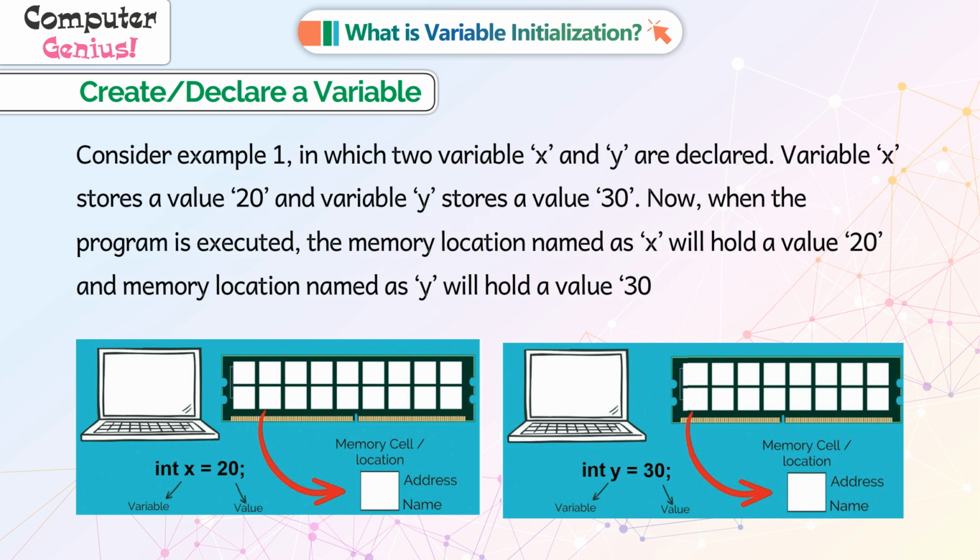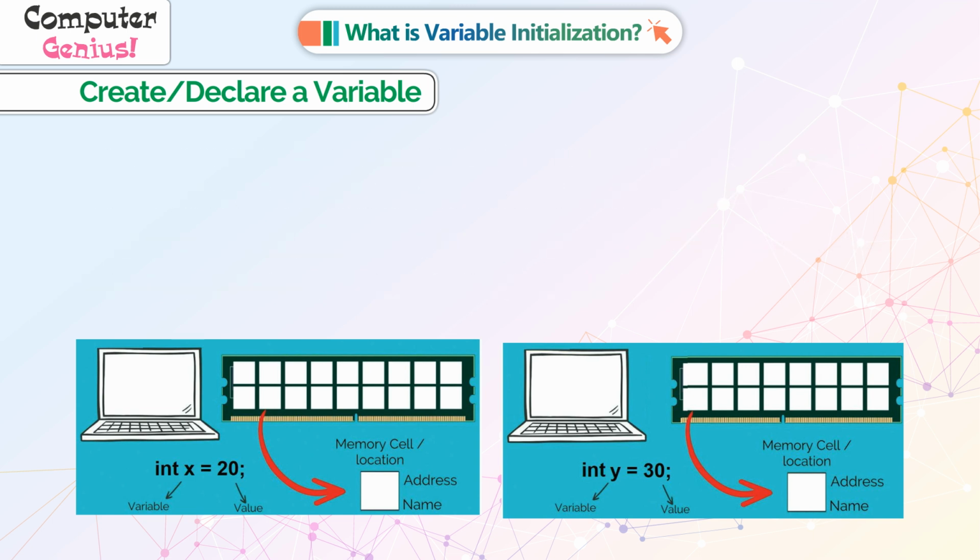Consider example 1, in which two variables x and y are declared. Variable x stores a value 20 and variable y stores a value 30. Now, when the program is executed, the memory location named x will hold a value 20 and the memory location named y will hold a value 30.